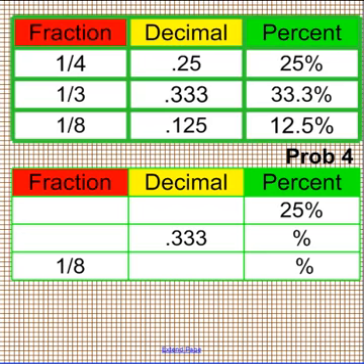Okay, for the first one, you should have a percent of 25%, a decimal equivalency of 0.25, and a fraction of 1/4. For the next one down, for the decimal equivalency of 0.333, you should have a percentage of 33.3% and the fraction of 1/3. And for the last one, for the fraction of 1/8, you should have the decimal equivalent of 0.125 and the percent of 12.5%. Please erase the screen and thank you for working with us.